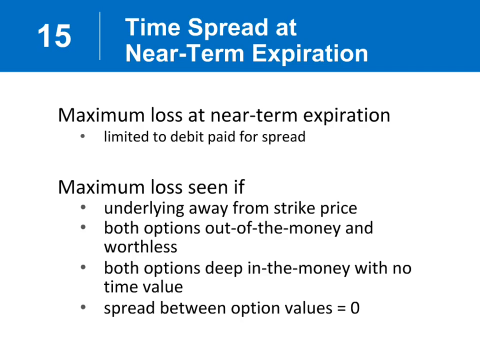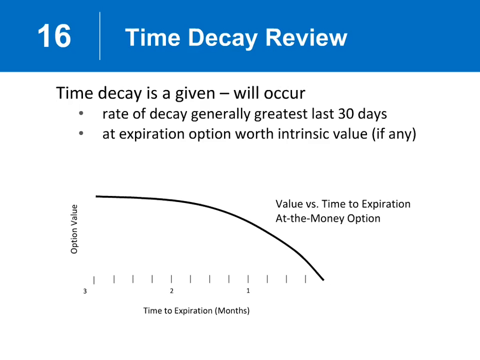So slide 16 talks about decay, and as the slide says, that's a given. We know it's going to occur. What we're not sure about is the rate of decay, but generally over the last 30 days, the rate of decay does intensify, as the slide suggests. And for those of us brand new to options, we may not know, but at expiration, options are only worth intrinsic value. For those of you brand new to the space, intrinsic value is the in-the-money amount.